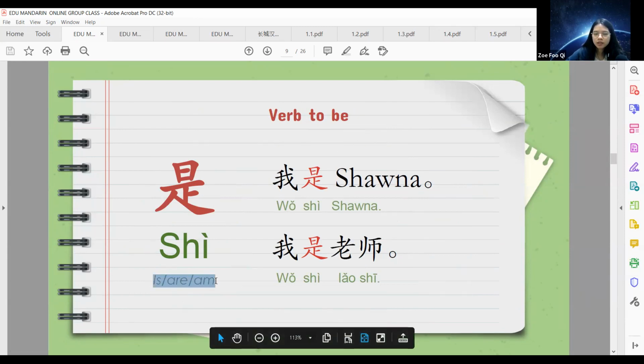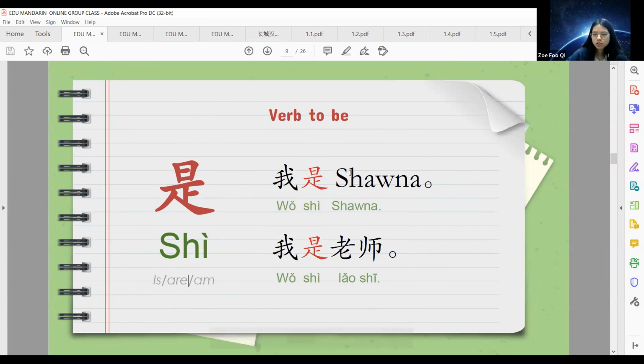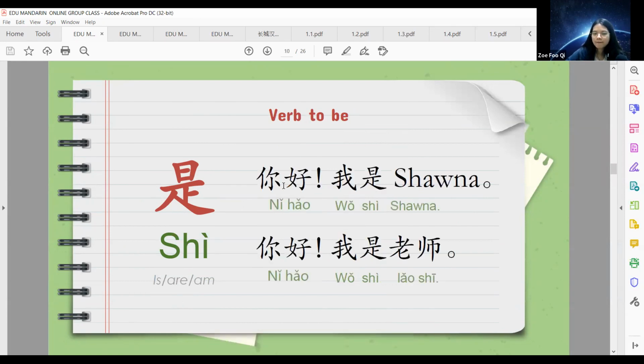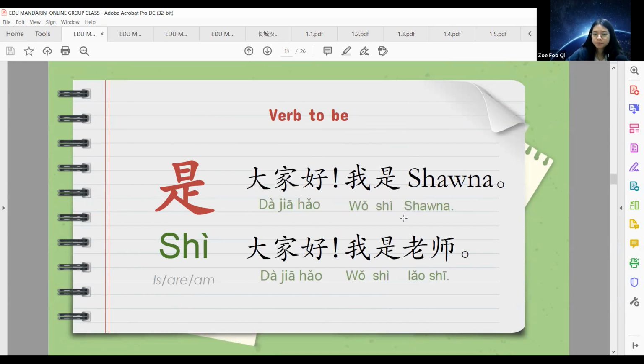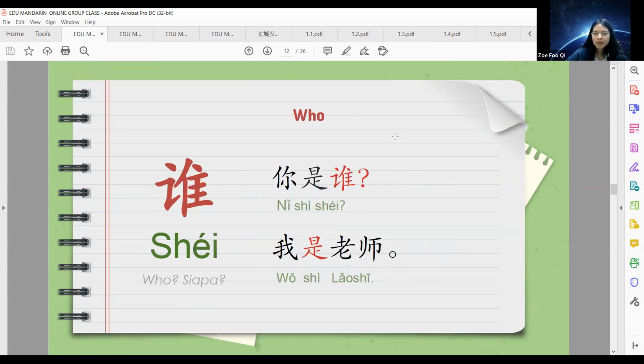So this one is MR. Okay, we all use this 是. So 我是, then 我是. Okay, this one is hello, I am. And then this one, 大家好. 大家好, this one we always do, right? So 大家 is actually everyone. So hello everyone, everybody. 大家. And then 谁 is who.